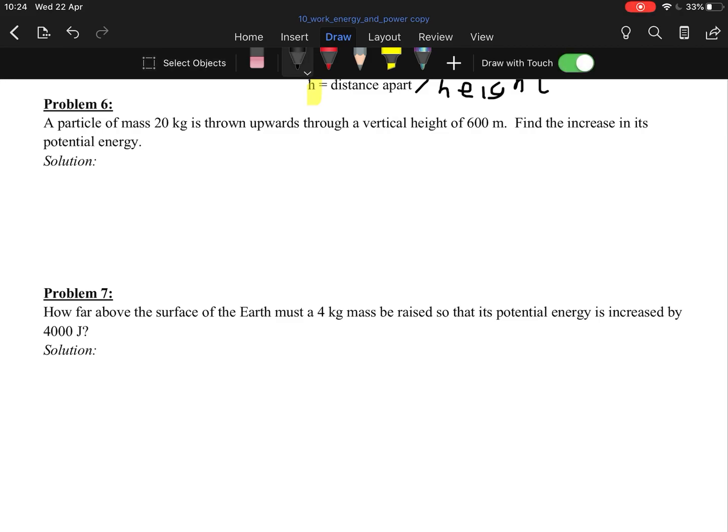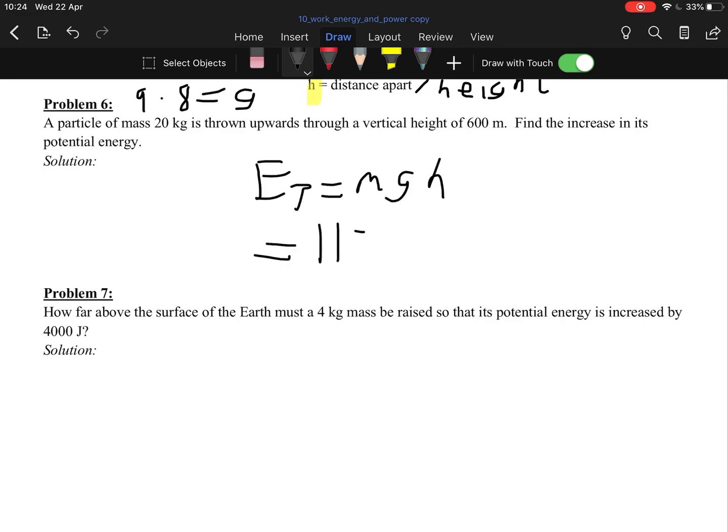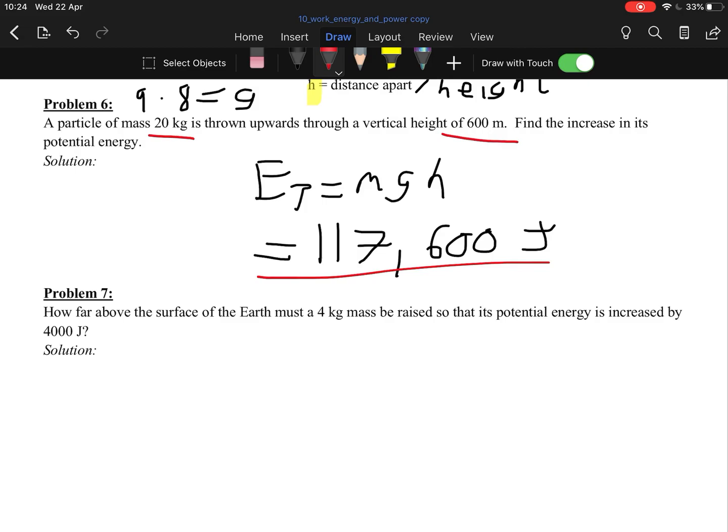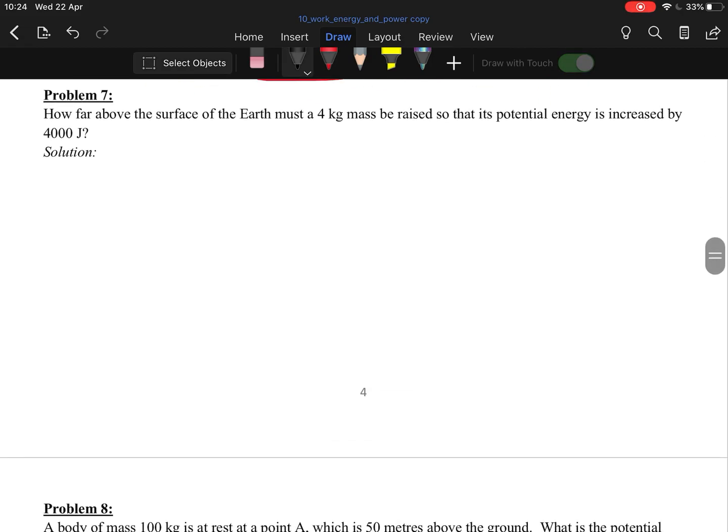All right, so a particle of mass 20 kgs is thrown upward through a vertical height of 600 meters, and we are going to assume here that gravity g equals 9.8. So your potential energy is mgh. Fill in all your values, and you should get an answer of 117,600 joules, okay? Because you've mass of 20, height of 600, and gravity of 9.8.